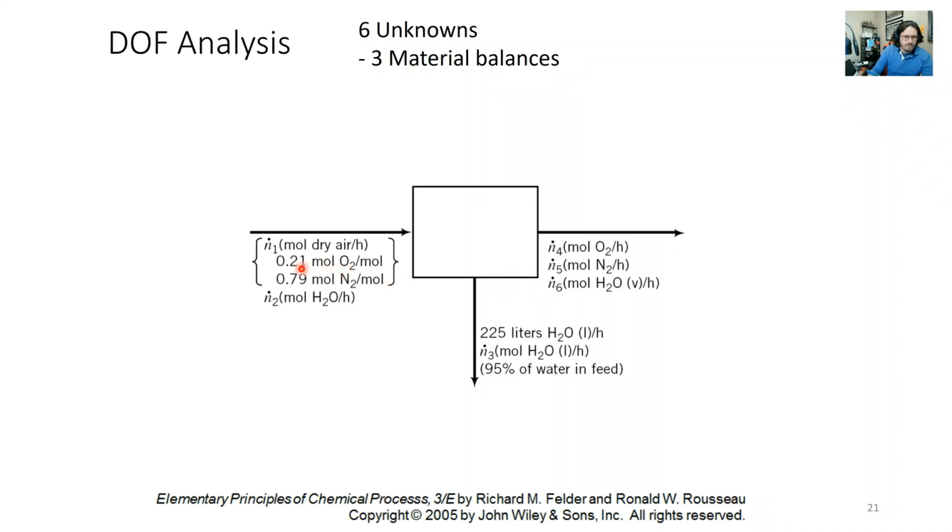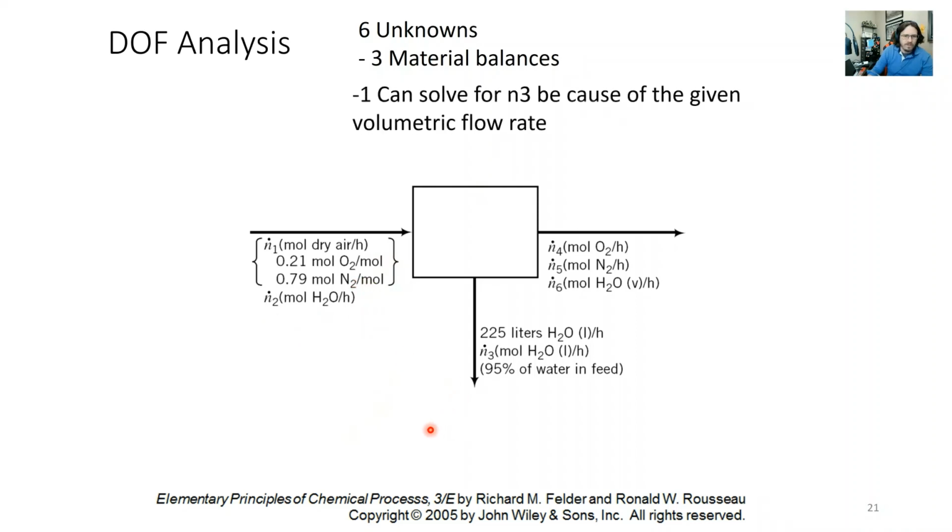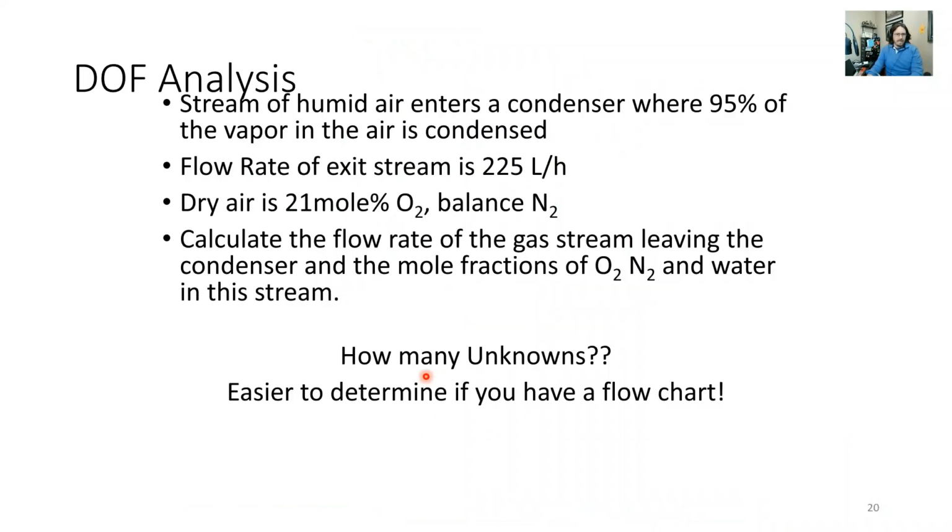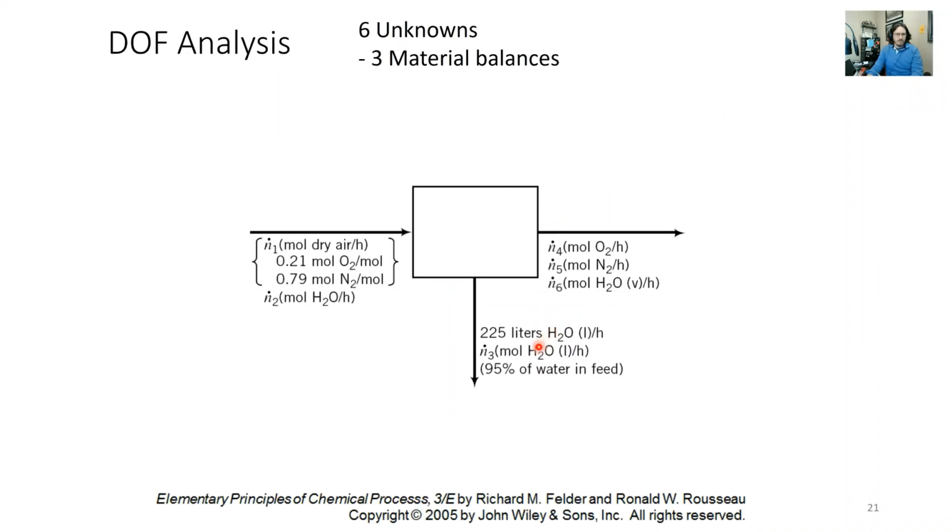So we have N1, N2, N3 here, N4, N5, N6. This is also out of the book, this example I'm doing. You have 3 material balances, so your 3 material balances are O2, N2, and H2O. You can solve for N3 here because you have a given volumetric flow rate. Okay, so back here, the flow rate of the exit stream is 225 liters per hour, so we could figure it out. Oh, well, it's also here, liters per hour.